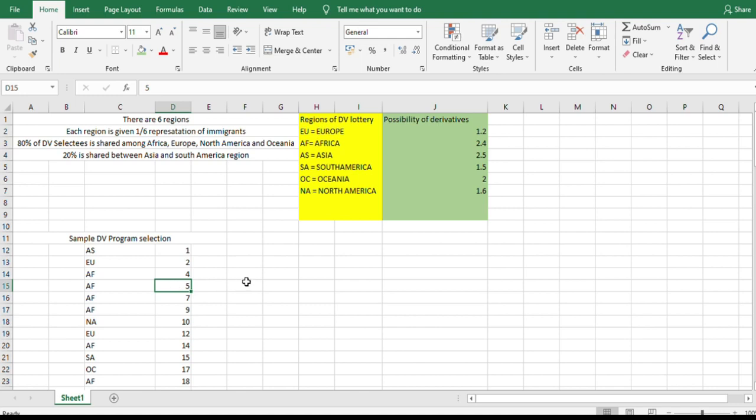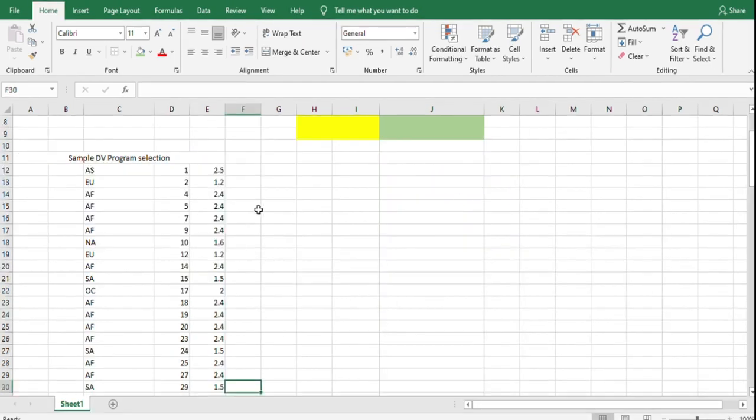So what they'll go ahead and do is multiply these selectees with the probability of having derivatives of each region. For example, now we've placed the probability of having derivatives against each region. Now what they will do is take the total number of selectees per region and multiply by that probability, that ratio of the possibility of having a derivative, and then get the total.